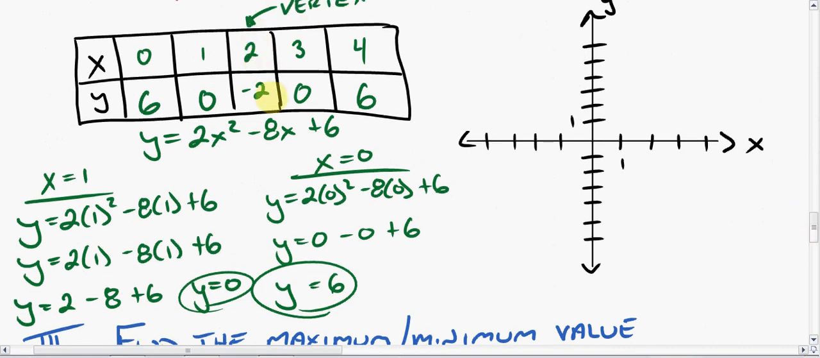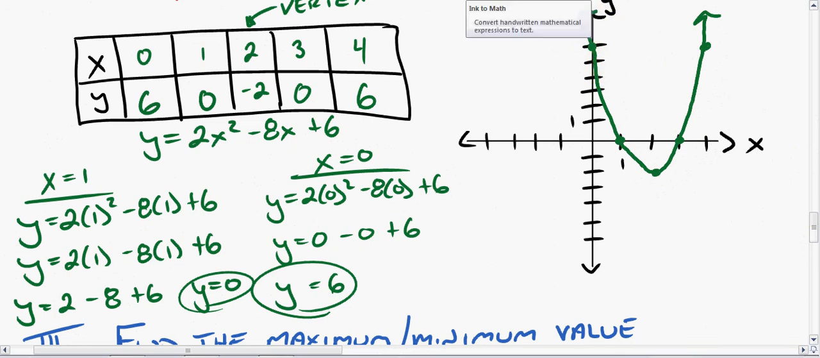I'll plot my points starting with my vertex. So I'm at 2, negative 2. Then I go over to 3, 0. 4, comma 6. So 1, 2, 3, 4, 5, 6. And I'm at 1, 0, and 0, 6. So my vertex is no longer on the y-axis. It has shifted, and that's because of that middle term.